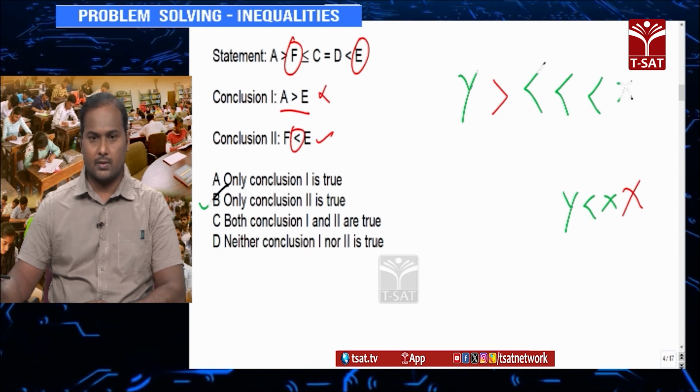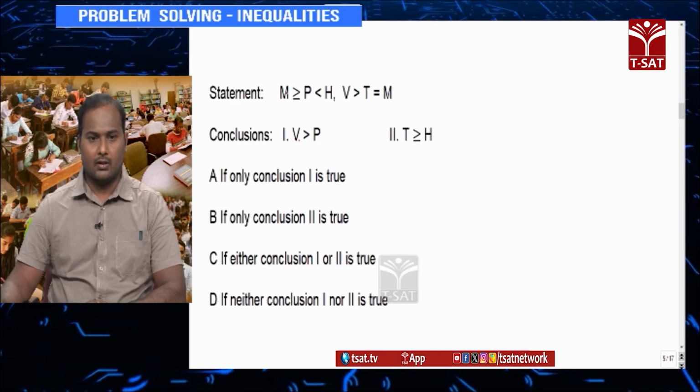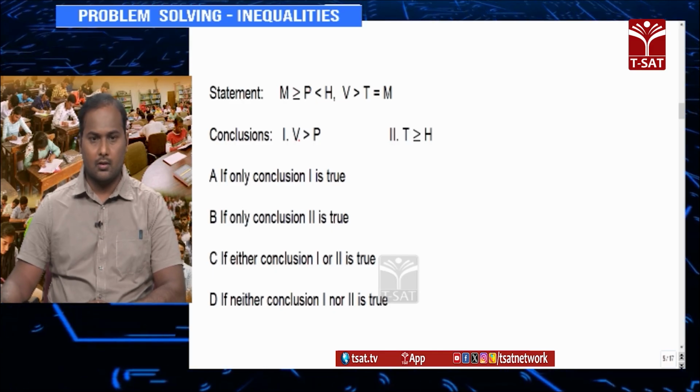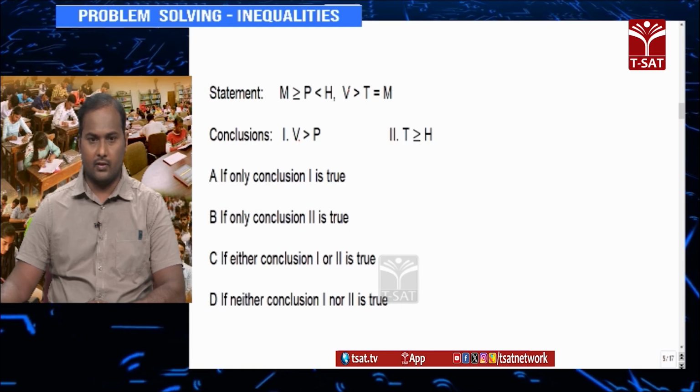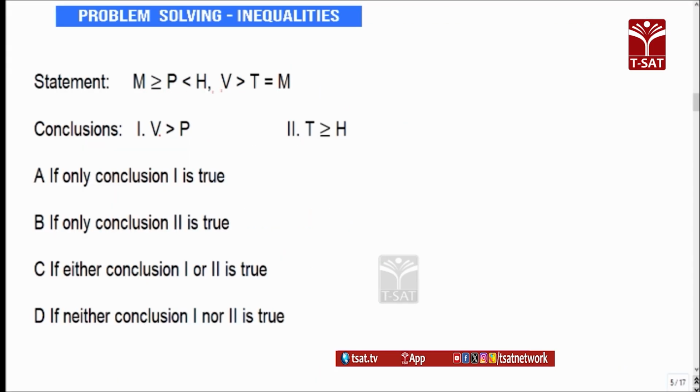See here, in this case there are two statements given. One is M greater than or equal to P, P is less than H. In the same way, V is greater than T and T is equal to M. So whenever you see this kind of questions, you check for the common letter. What is the common letter in both the statements? The common letter is M here, here also the common letter is M. So when you see these two common letters, try to place M only. You take only one M out of these two particular statements. Let's see how it is.